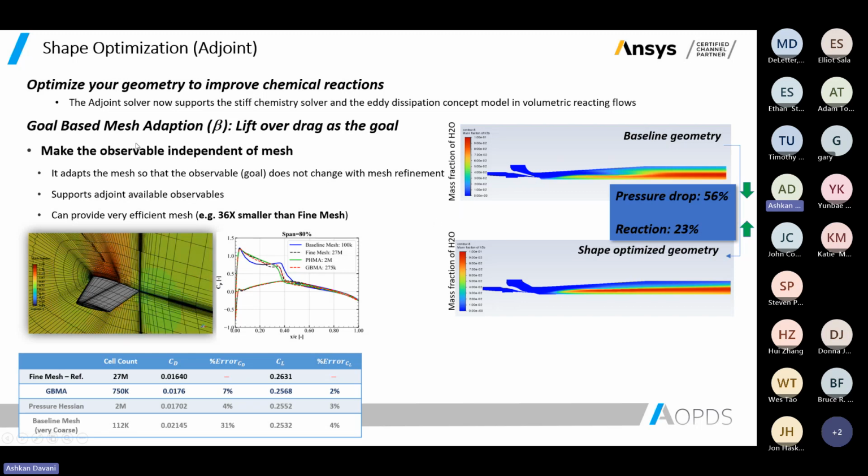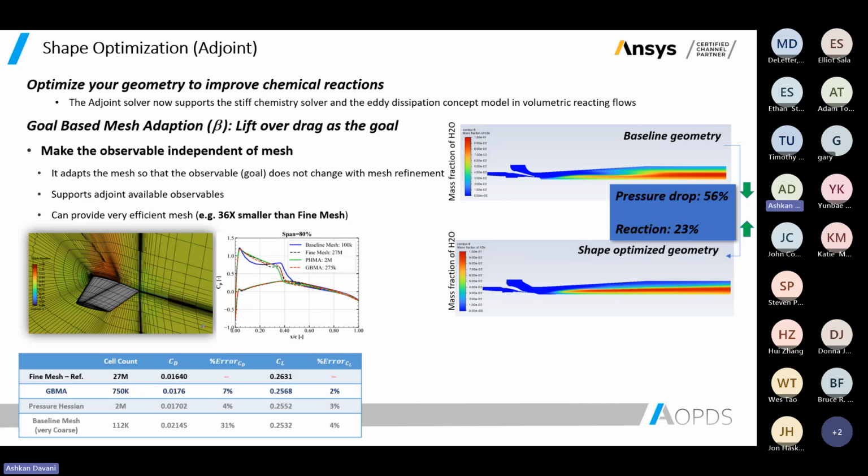There's a beautiful new feature which is still beta, but I would still suggest you guys try it out, which is goal-based mesh adaptation. Right now, Fluent can change the mesh for you, but the observable is dependent on the mesh. In this new feature, the observable, the quantity that you want to optimize, is independent of the mesh. You can independently change the mesh and keep the observable goal constant during the mesh refinements.